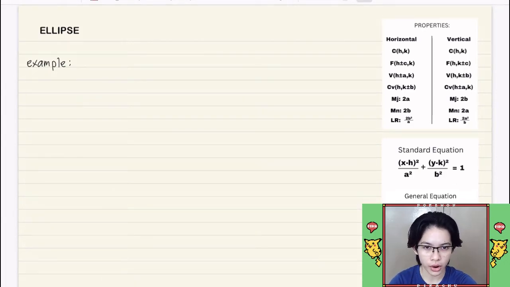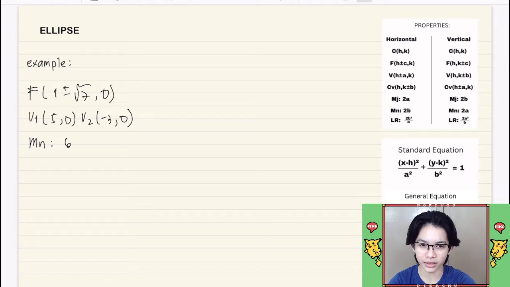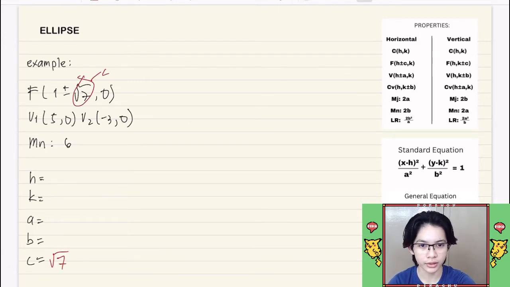For the last example, only properties are given. The foci are (1 plus or minus square root of 7, 0). The vertices are (5, 0) and (-3, 0). The minor axis is 6. The k has a constant value, which makes the ellipse a horizontal one. Similar to the third example, you should get the values of h, k, a, b, and c in order to get the general equation of the given properties. Since it is indicated, c is square root of 7, k is 0, while h is 1.